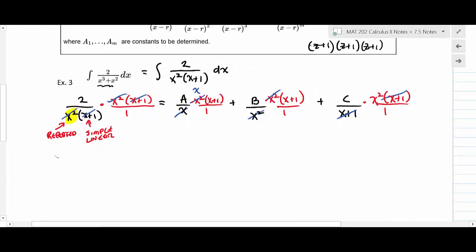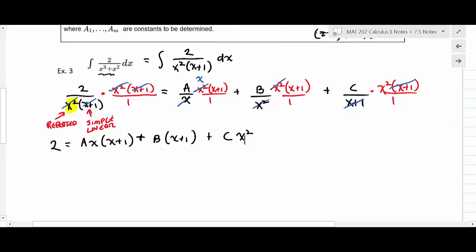It looks like I'm left with 2 equals Ax times x plus 1, then plus B times x plus 1, then plus C times x squared. Now, there's two approaches you could take on this problem. First thing I want to show you is I'm going to break this up into two ways here.